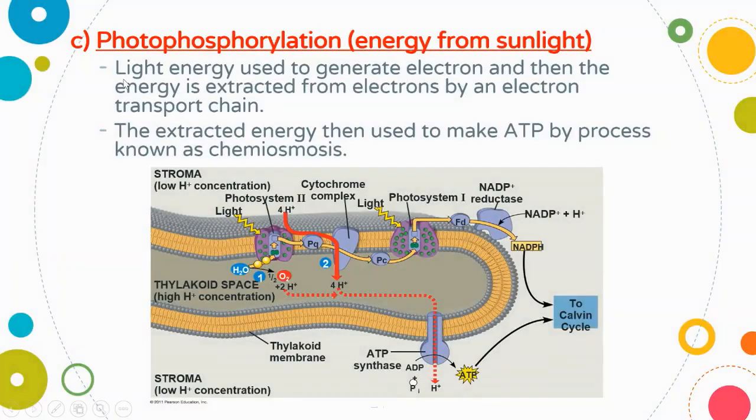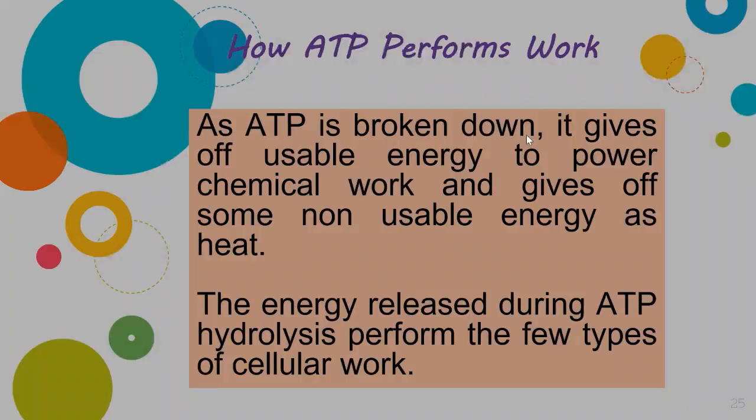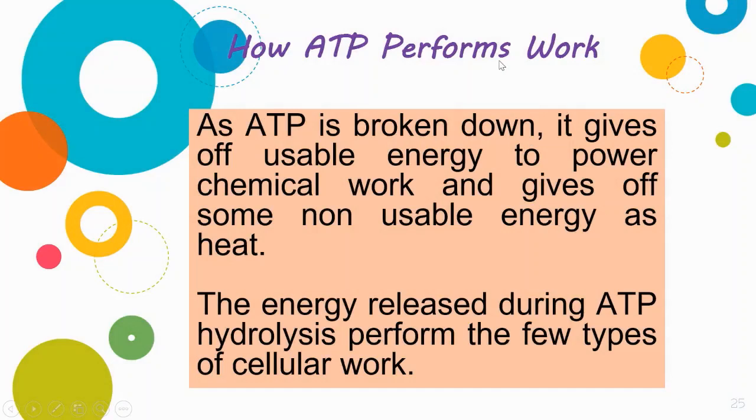The third mechanism is photophosphorylation, the energy from sunlight. So the plants use the light energy to generate the electrons. Then the energy is extracted from the electrons by an electron transport chain. So the extracted energy is the one used to make the ATP. So how does the ATP perform work? Once the ATP is broken down, it gives off the energy to power up the chemical work.